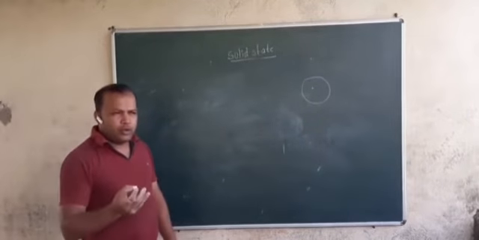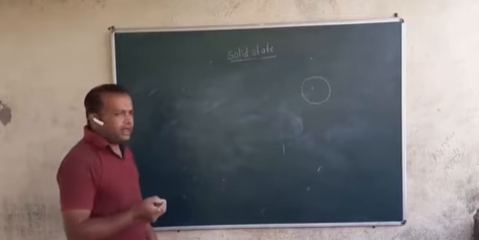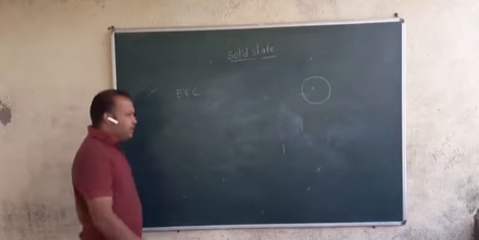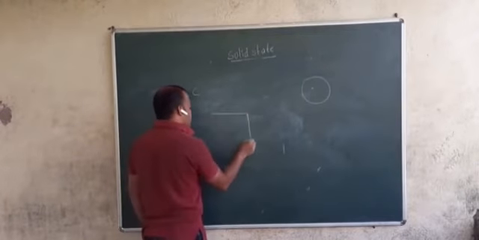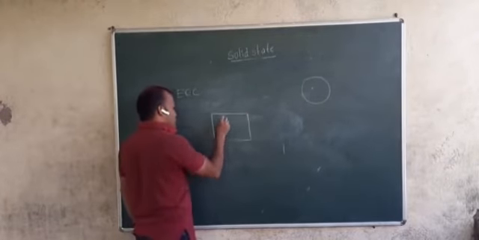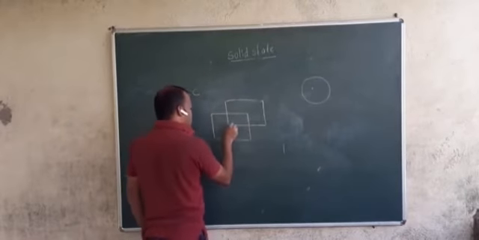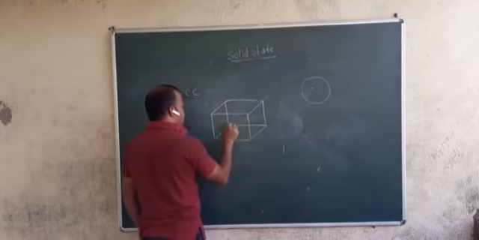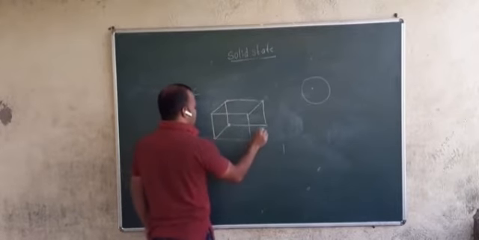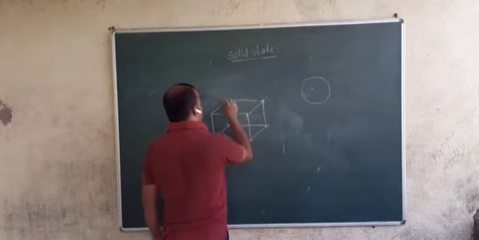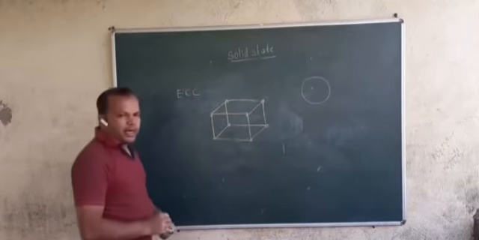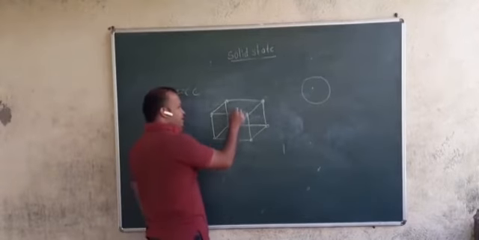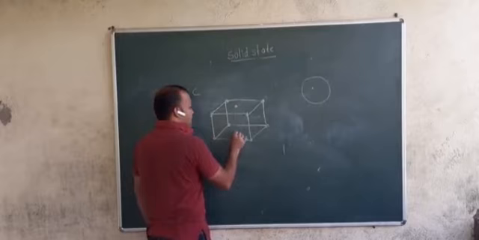we'll move to the next one, that is ECC, end center. ECC. What is ECC? 8 constituent particles are at 8 corners and 2 at the opposite faces. You can take any faces. I am taking the upper face and the down face.